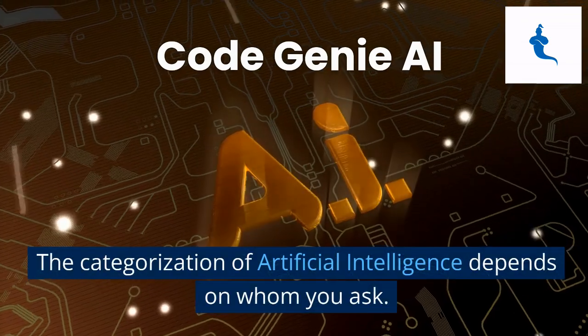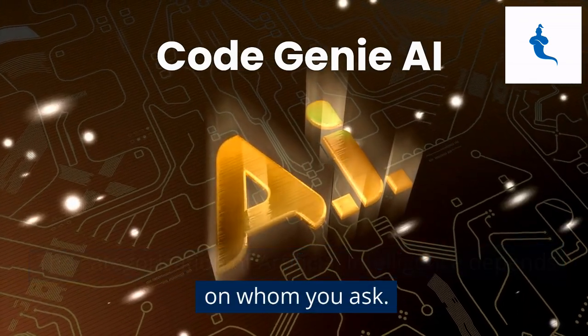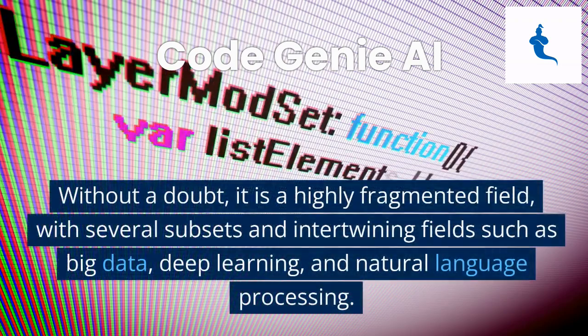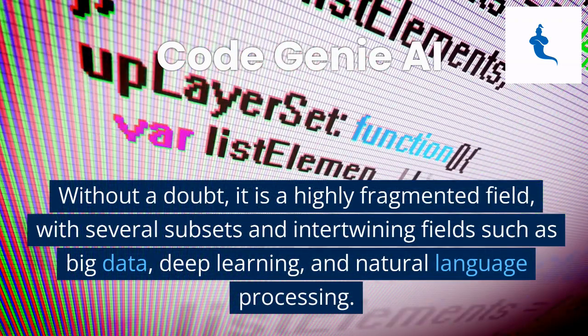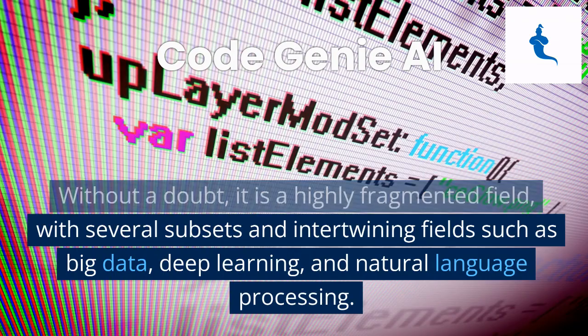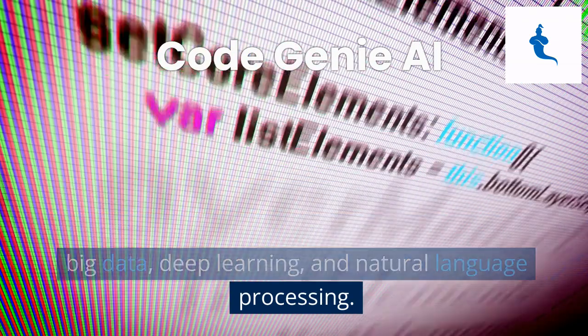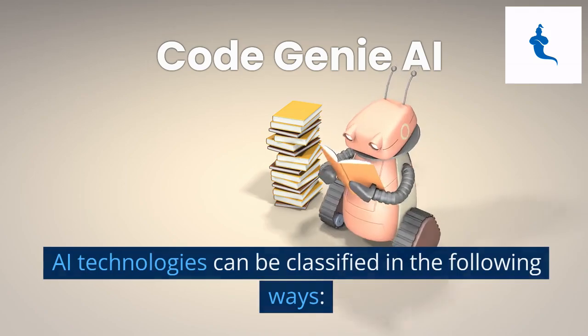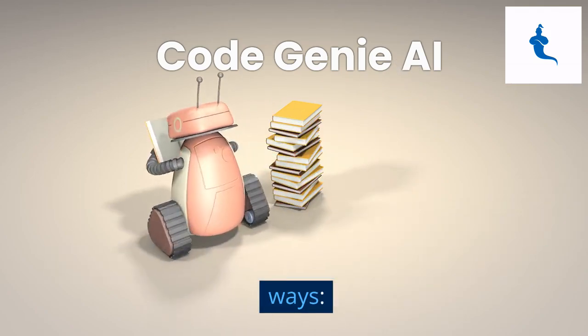The categorization of artificial intelligence depends on whom you ask. Without a doubt, it is a highly fragmented field, with several subsets and intertwining fields such as big data, deep learning, and natural language processing. AI technologies can be classified in the following ways.